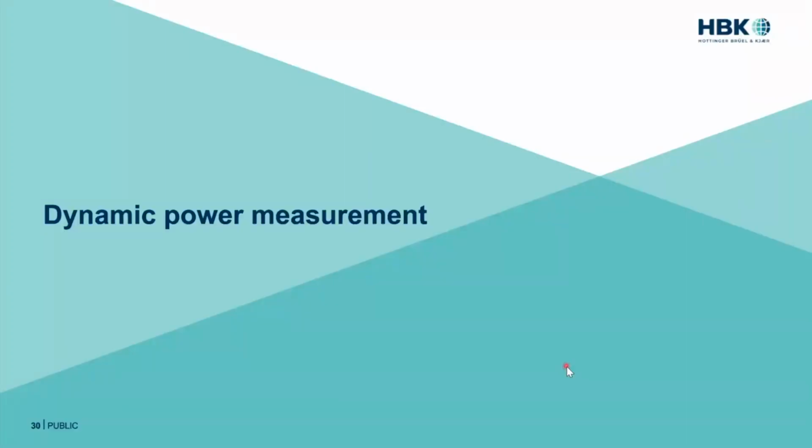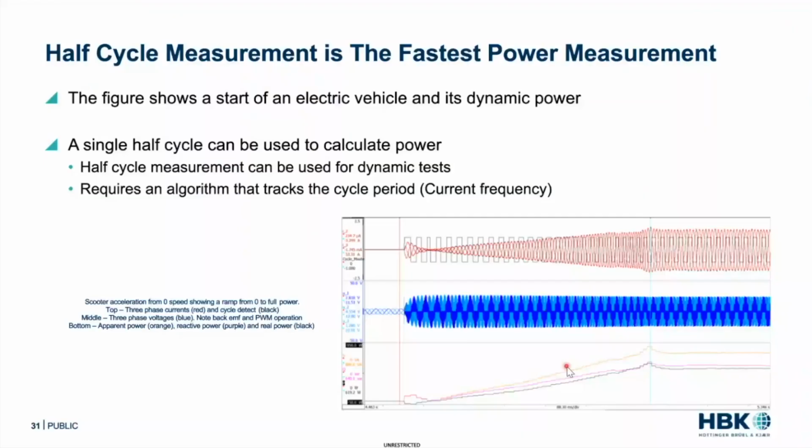I think I've probably gone through a lot, but I want to mention dynamic power. So I talked about the half cycle measurement that HBK does, and half cycle is really the fastest way to get a power measurement, and often the only way to get a power measurement as speed is changing. So this is an example of starting an electric motor or starting an electric vehicle from stop. And the current kicks in, and we can see the cycle is indicated by this black square wave. And as that frequency is increasing, the cycle detection is increasing with it. And we get a nice trace for our power, reactive power, and apparent power.